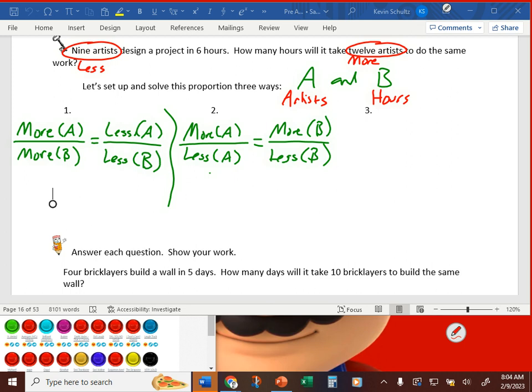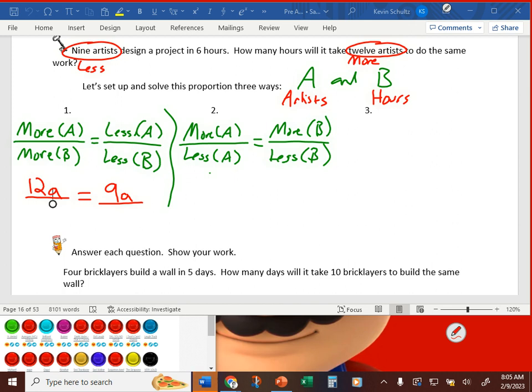More of A. So 12 artists, right? And we don't know what more of B is yet there. Less of A, that's 9 artists over less of B.